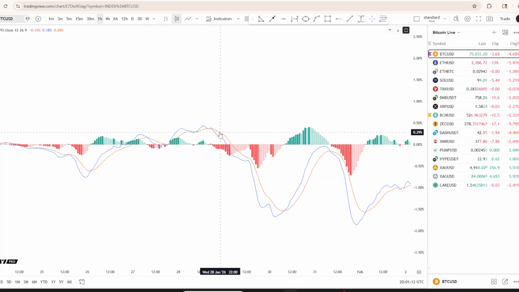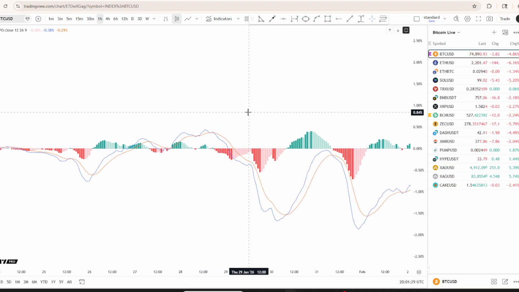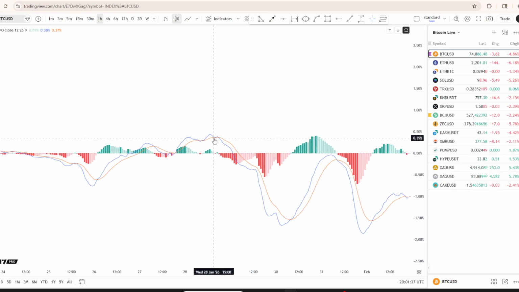And then we have the 9, the orange line, which is a 9-period EMA of the blue line. So it's a 9-period EMA of the difference between the 12 and the 26. It may sound confusing, but it's similar to how the MACD calculates things. And then you have the histogram, which is just the difference between the 12 and the 26. So what you see here is the PPO line, the blue line.